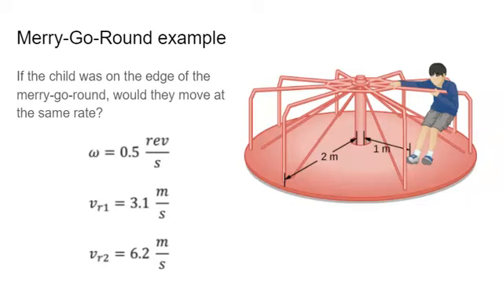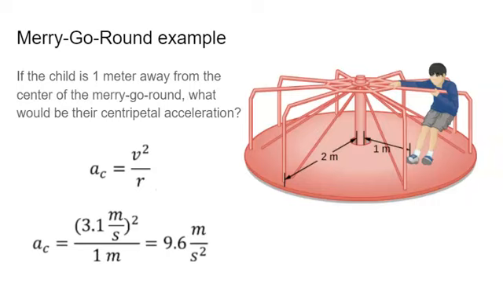When we look at tangential velocity, it's different because the radius that the child is from the axis of rotation is twice as much. So whereas we calculated our tangential velocity at a radius of 1 meter to be 3.1 meters per second, at 2 meters, it would be 6.2 meters per second. So the radius matters because it makes the circumference bigger.